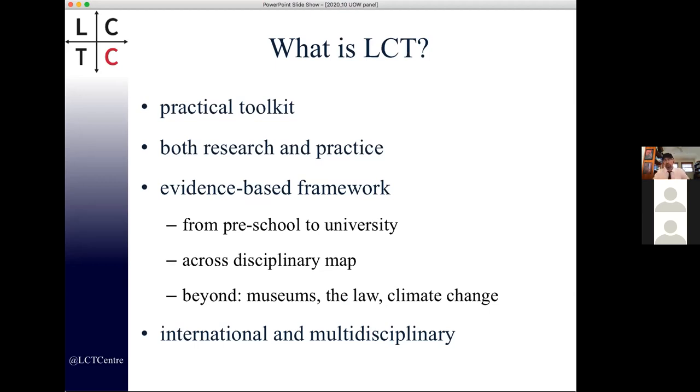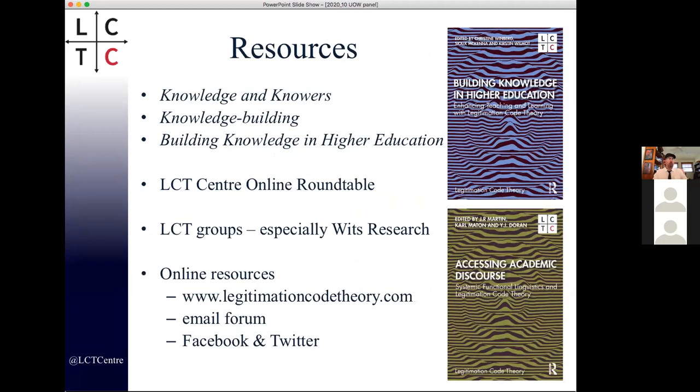And it's now an international and multidisciplinary community of scholars and educators, which means there's an increasing volume of resources that you can draw on should you be interested after today. There are books like Knowledge and Knowers and Knowledge Building, which sets out some keys on how to use them. There's a book series of which Building Knowledge in Higher Education is particularly relevant to SHRI, I think it was said, rather than Cherry. But also Accessing Academic Discourse for those who are interested in linguistics, and very soon coming out, Turning Access into Success by Sharon Clarence.